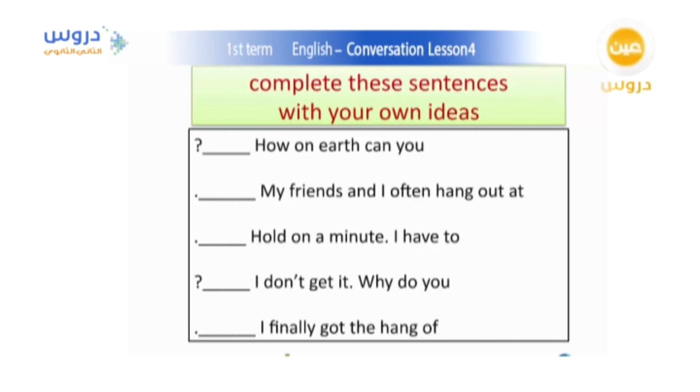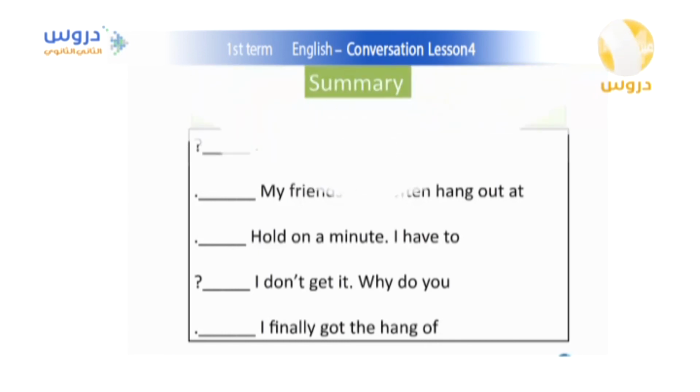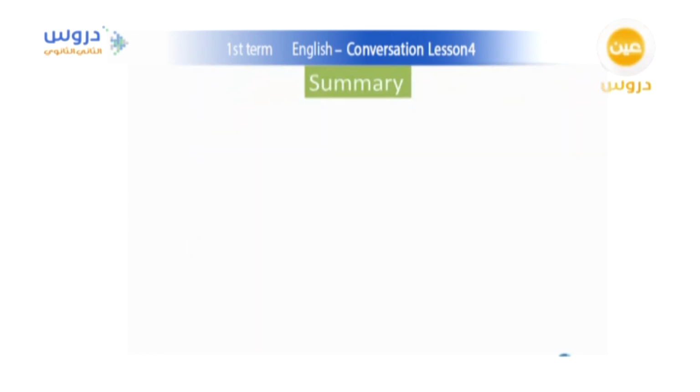Okay, all right, the final thing: I finally got the hang of English. I finally got the hang of mathematics. I finally got the hang of playing piano, a lot of things. Okay, now you can finish these sentences in too many different ways.